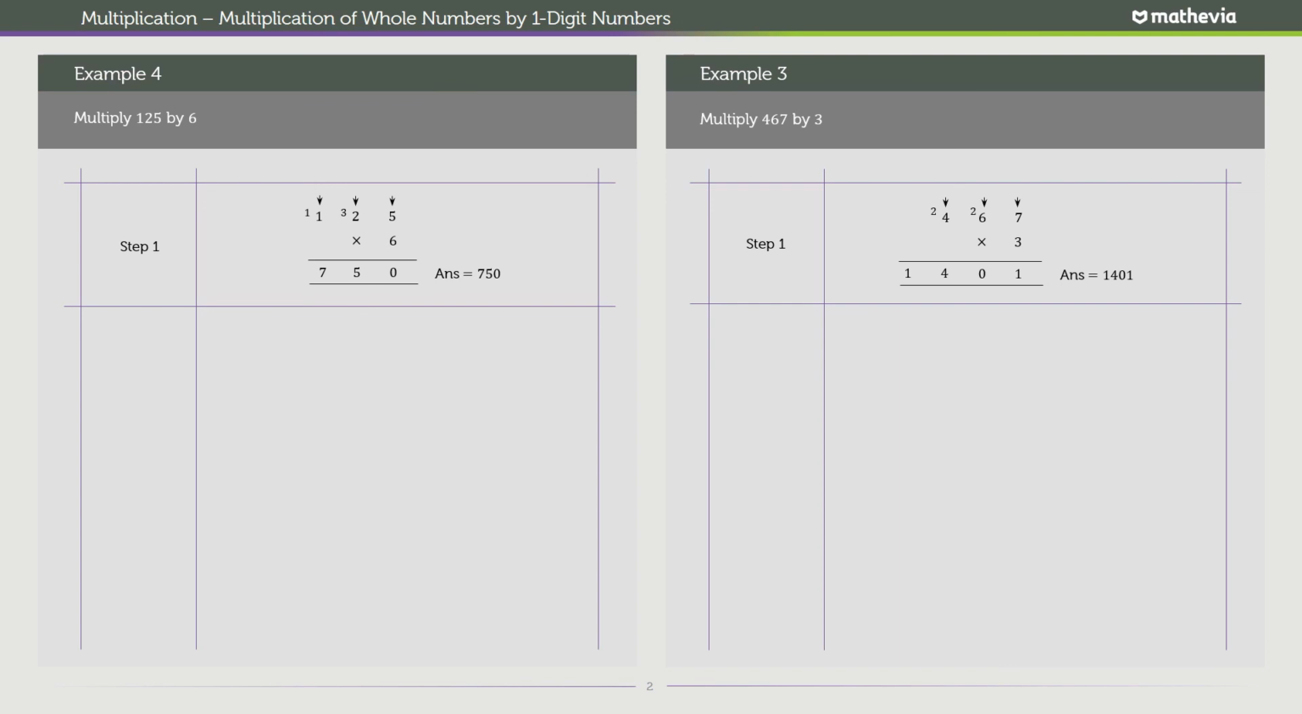Okay, multiplying whole numbers by one-digit numbers. You can now go ahead and attempt the questions on the worksheet.